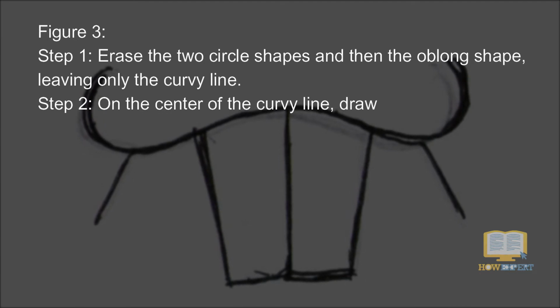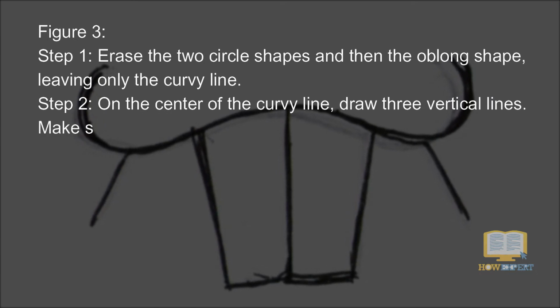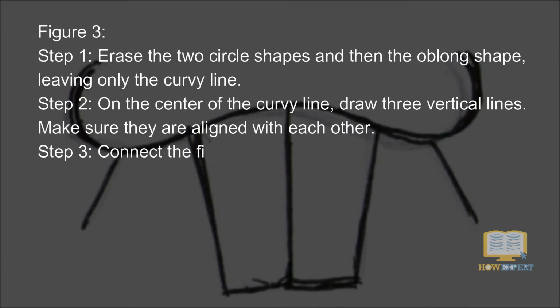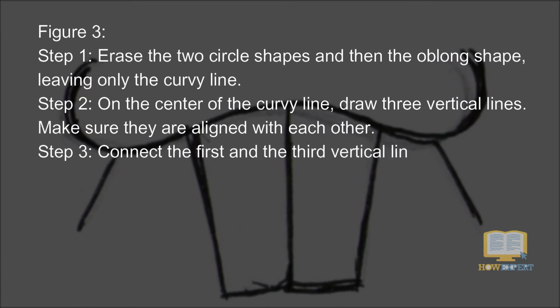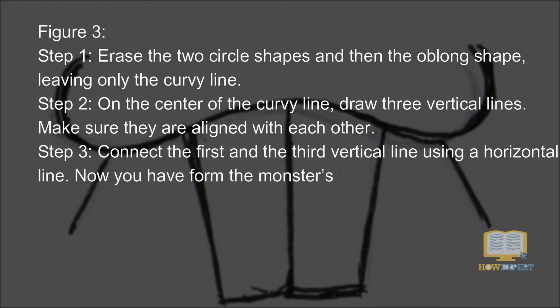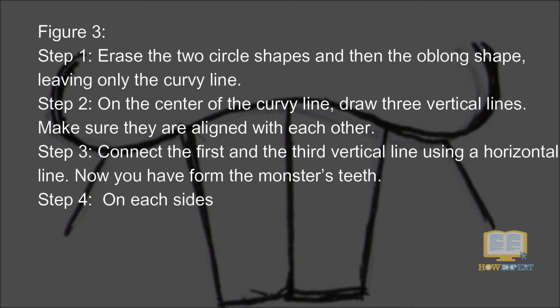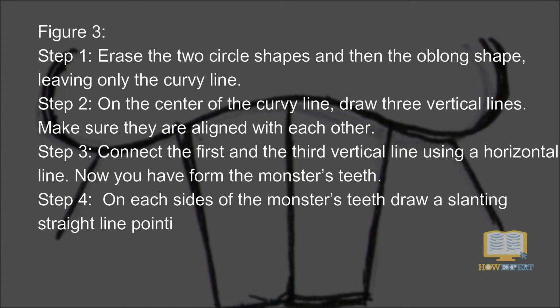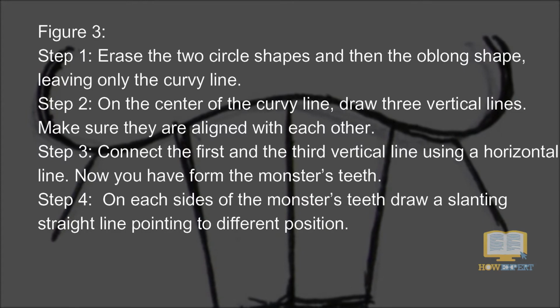Step 2. On the center of the curvy line, draw 3 vertical lines. Make sure they are aligned with each other. Step 3. Connect the first and the 3rd vertical line using a horizontal line. Now you have formed the monster's teeth. Step 4. On each side of the monster's teeth, draw a slanting straight line, pointing to a different position.